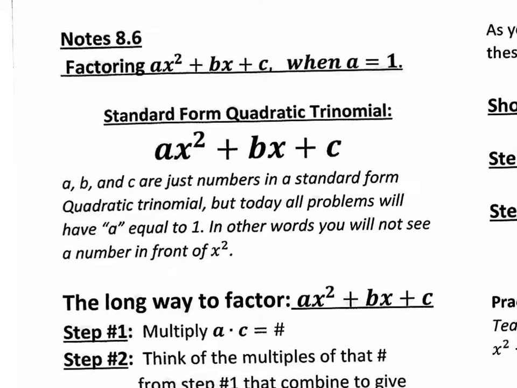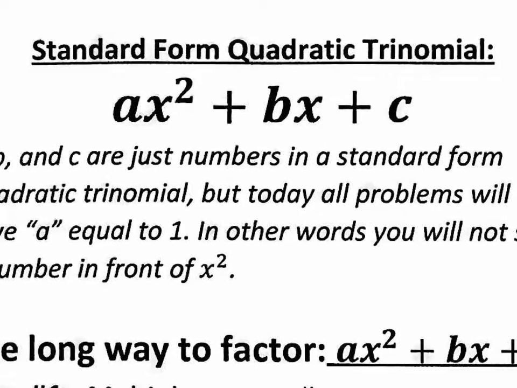This is section 8.6, and today we're going to be factoring quadratic trinomials that are in standard form when the a value equals 1. Let's first understand what a standard form quadratic trinomial is. We already know standard form. It's just organized from highest exponent 2, 1, and then over here just the constant, no variable.